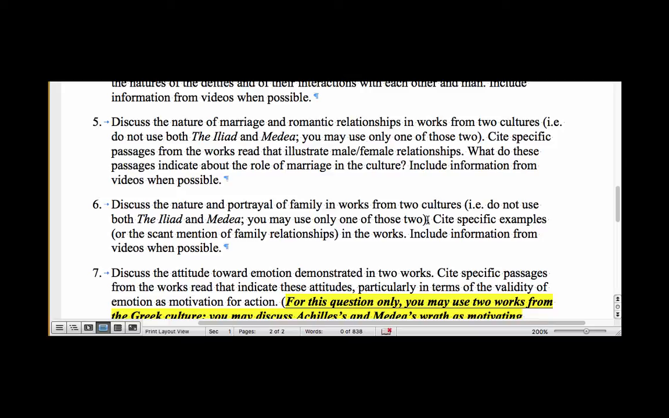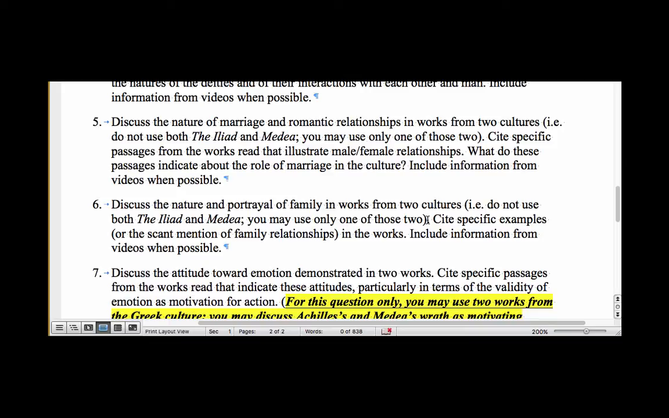Similarly, if you work with the Epic of Gilgamesh, you could look at how unimportant marriage and romance appears to be to Gilgamesh, and what the winemaker Siduri says about the importance of returning home and raising a family.